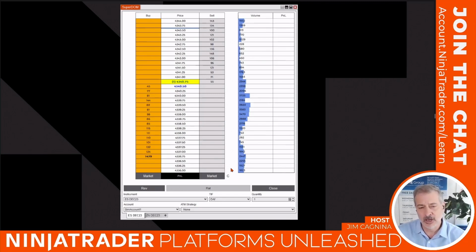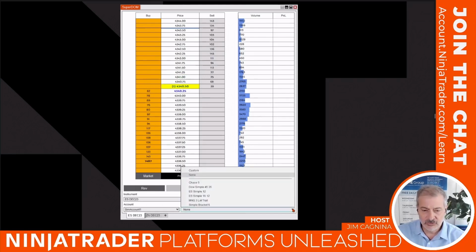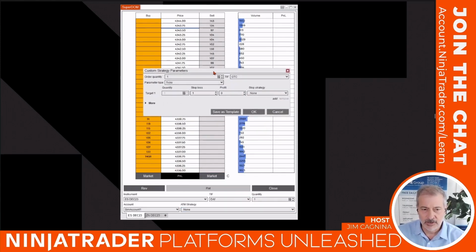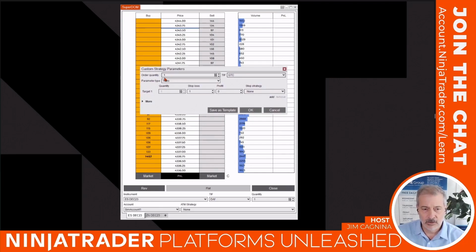Let's say I wanted to do an automated trade, right? A simple bracket as an example. At the very bottom here, there's a thing called automated trades management, ATM strategies, advanced trade management strategies. I could use the drop-down box to pick something that I've already created, or I could do a custom. I'll do a custom for this particular example here. And again, quantity is 1, and this is just going to be a simple bracket.